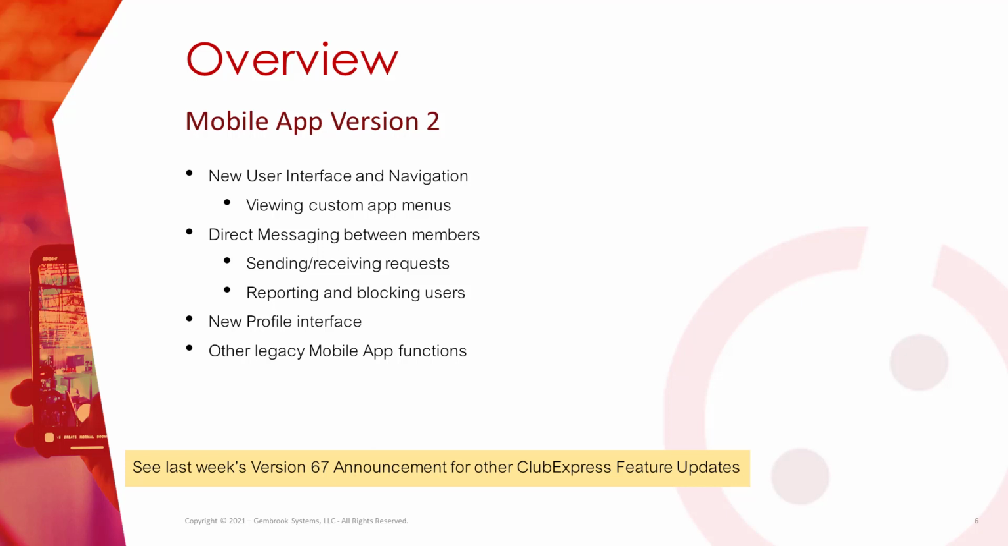We're also going to go over, and what we'll probably spend the most time on today, the various different chat functions. These are things that are really intrinsically tied into the mobile app. We'll be looking at direct messaging between members: how to send a member a message, how to request to send messages, and how to report and block users if there's someone you don't want to talk to.